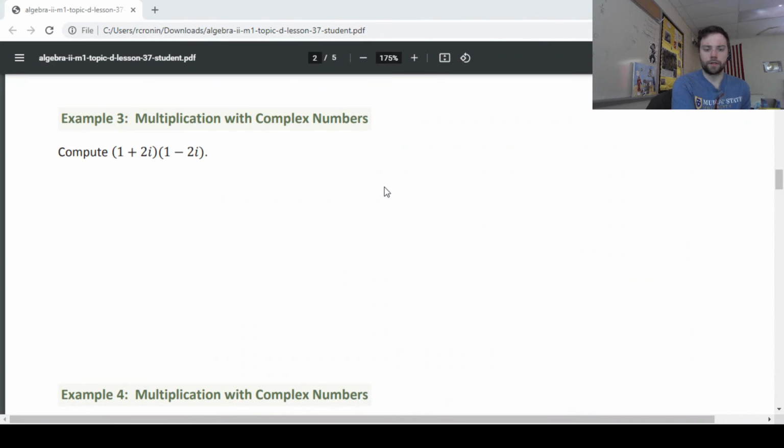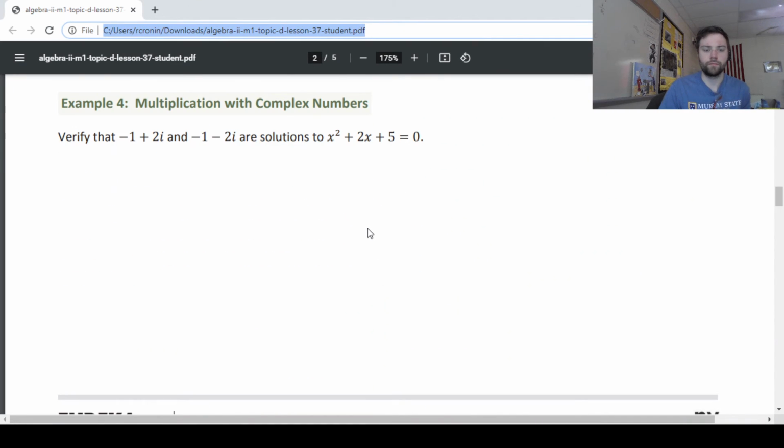Okay, let's take a look at some more. It said verify that negative 1 plus 2i and negative 1 minus 2i are solutions to this quadratic. We can actually do that. All we have to do is plug those in for x, and then we have to verify it. So we're going to do that.